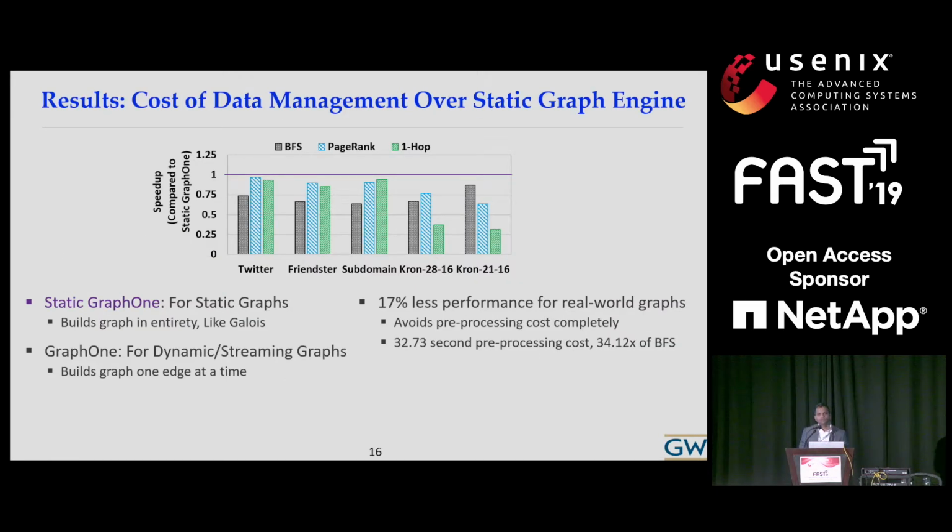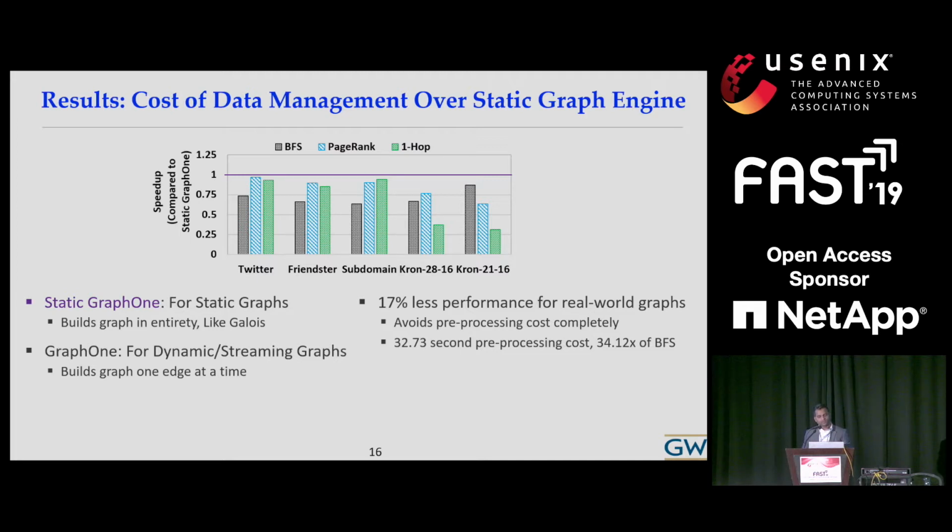Then we also wanted to compare against the static graph engine. The static graph engine is the ideal world for us. Can we do as good as the static graph engine? The result here shows that we compared against the static version of GraphOne, which first we measured against Galois, and we were able to perform similarly. Because Galois is a little bit outdated, we wanted to conduct an experiment against the static version of GraphOne.